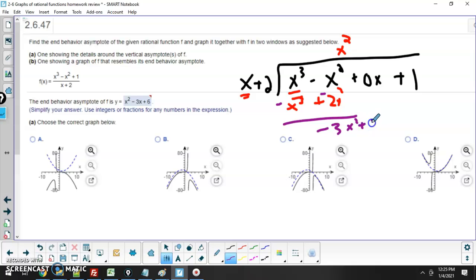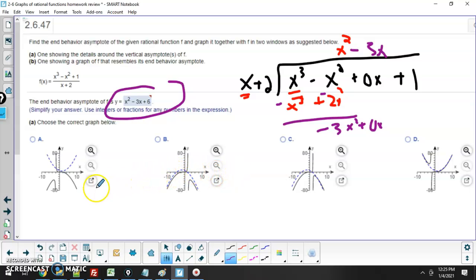Bring down the 0x, keep dividing here. Okay, x goes into negative 3x squared minus 3x times. And keep going, and eventually you'll get x squared minus 3x plus 6. Once again, you completely disregard the remainder. That's not really important for the end behavior because the remainder is really tiny, and you're looking at what the graph is doing as x goes to infinity and negative infinity.